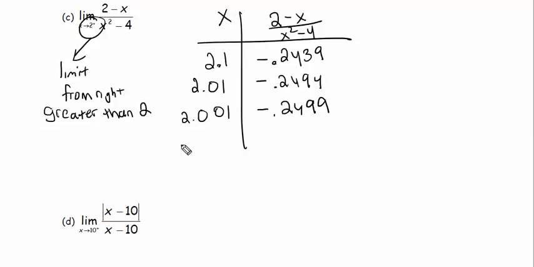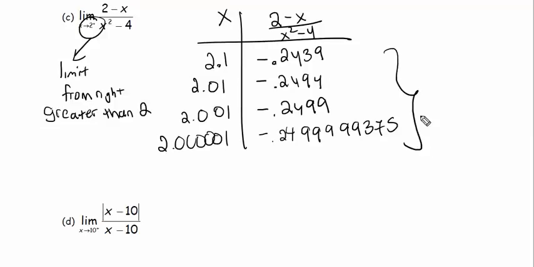So if I substitute in 2.000001, I get negative 0.24999999375. I think that these are all fairly close together, and they're about negative 0.25, and that's actually what this limit ends up being. Alright, so that's how this one is a little bit different, and why you do have to really pay attention to these and make sure that you're substituting the numbers in correctly.